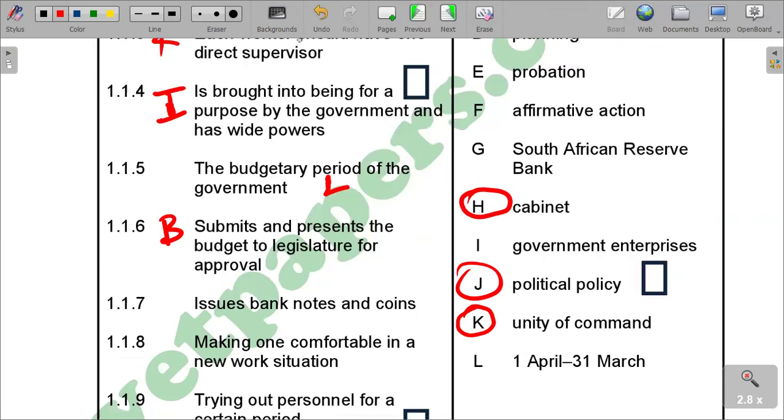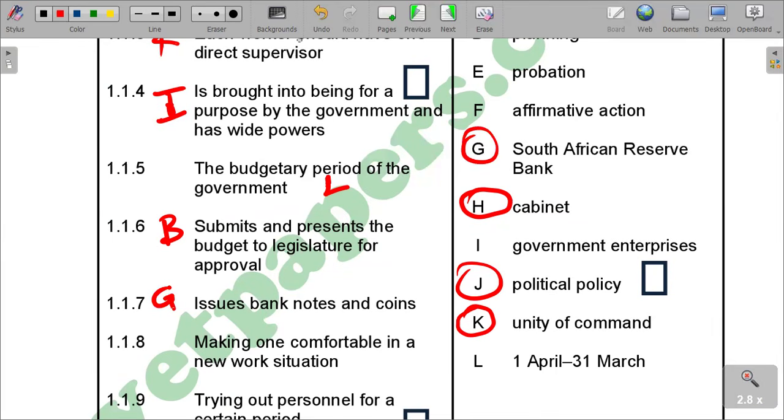And then, who issues banknotes and coins? The banknotes and coins are issued by the South African Reserve Bank. I'm sure you know the Reserve Bank is the Bankers' Bank. Among its functions, it issues the currency that the country uses, that is the notes and coins.